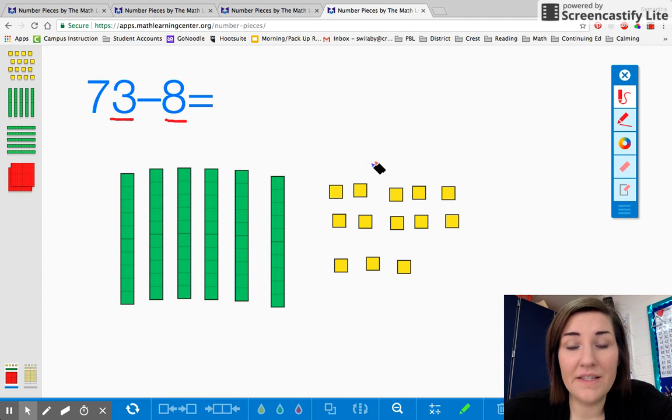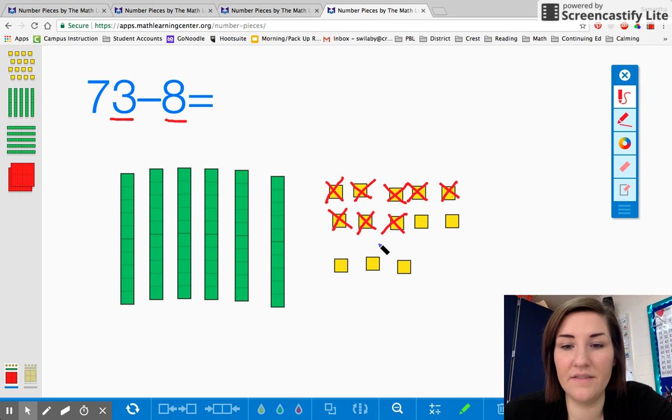Now I see that I have plenty of 1s to take 8 away. So I'm going to start crossing them off. 1, 2, 3, 4, 5, 6, 7, 8. So now that I took 8 away or subtracted 8, I see I have 6 10s, 10, 20, 30, 40, 50, 60, and 5 1s, 61, 62, 63, 64, 65. So I know that 73 minus 8 is 65.